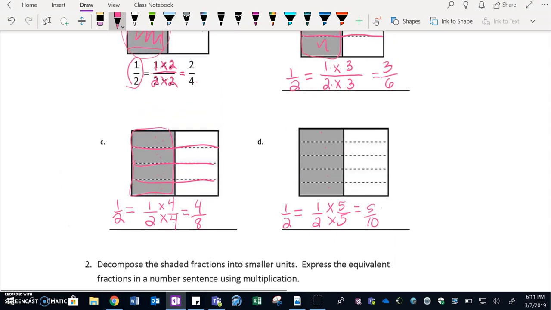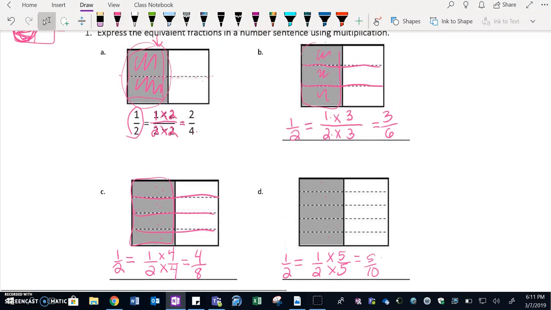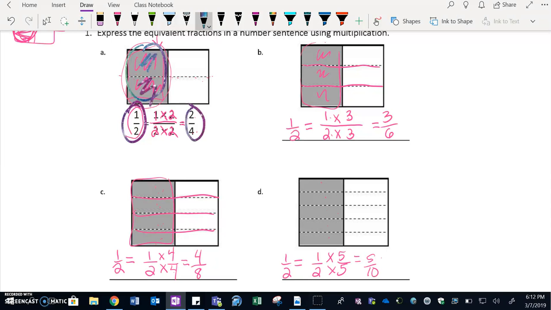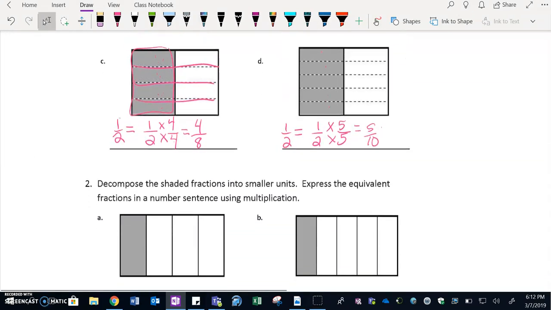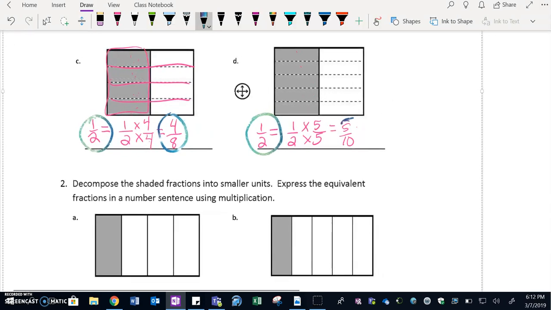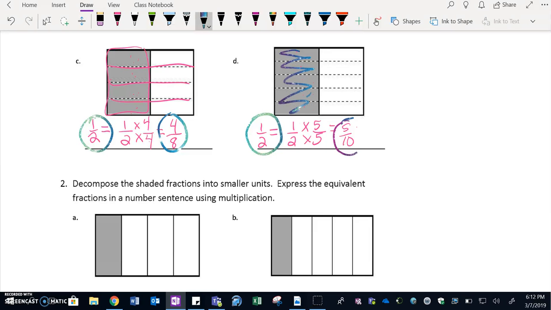So ultimately what I want you to notice is that 1/2, which was this size, is also the same as 2/4. 1/2, which is this amount, is ultimately the same as 3/6. 1/2 is equal to 4/8, and 1/2 is equal to 5/10. Here was half of the shape, and that's also equal to 1, 2, 3, 4, 5 out of the 10 pieces.